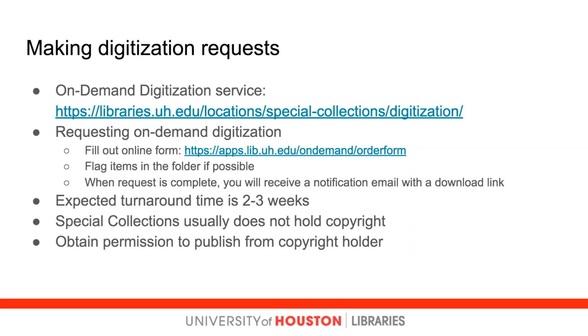Items that don't belong to the university would be like Houston Chronicle articles, for instance. So you're free to use those as your background research, of course, but if you want to reproduce any historical articles in a publication, you would have to go to the Chronicle to ask for their permission. They usually charge a fee for that. So just something to keep in mind as you are looking at items that you might want to have digitized and use in a publication.